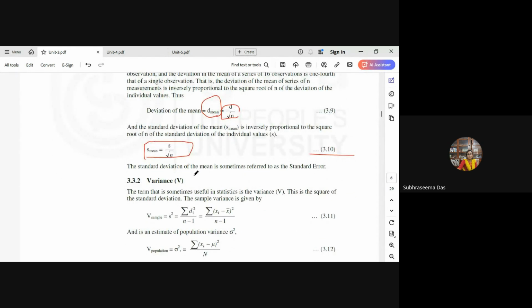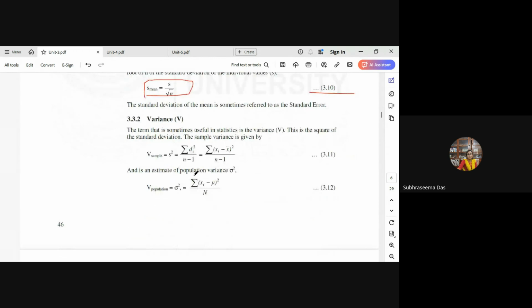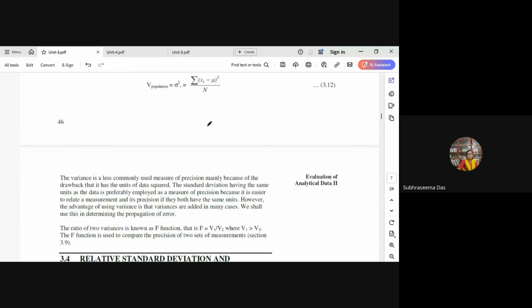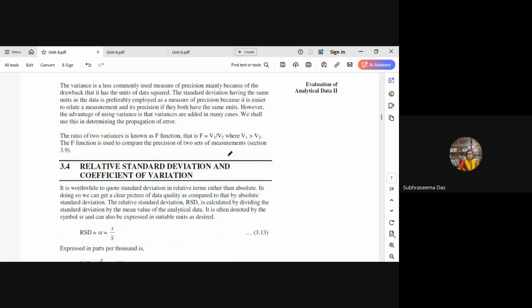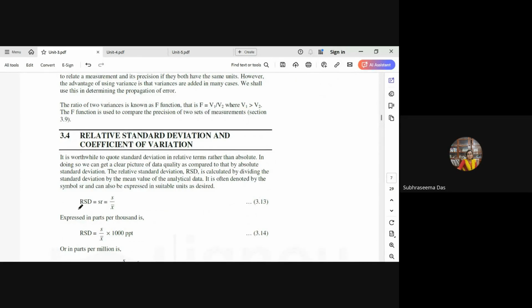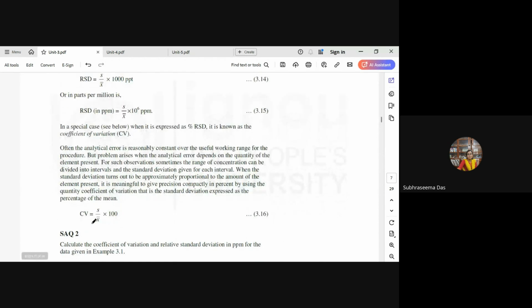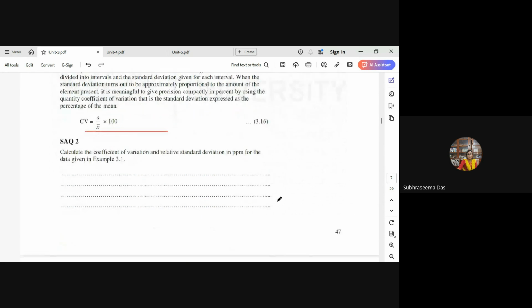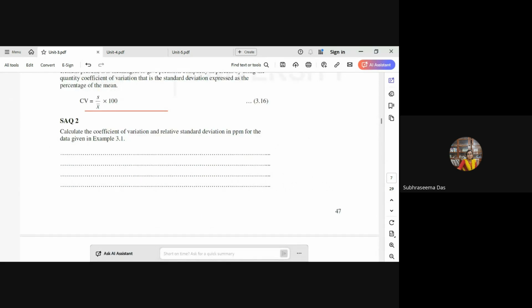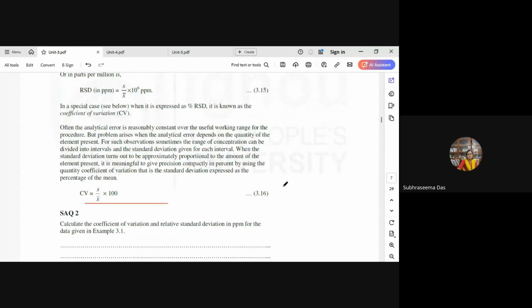We also talked about variance. For a population, the variance is given by the formula in equation 3.12. Using this equation, we can find out the variance. Now we have also learned about RSD, the relative standard deviation, given as S by X bar. Then we also have the percentage RSD, which is known as the coefficient of variation, CV, shown in equation 3.16. One example has also been shown to you. In student activity question 2, you can find out how to calculate the CV, the coefficient of variation.